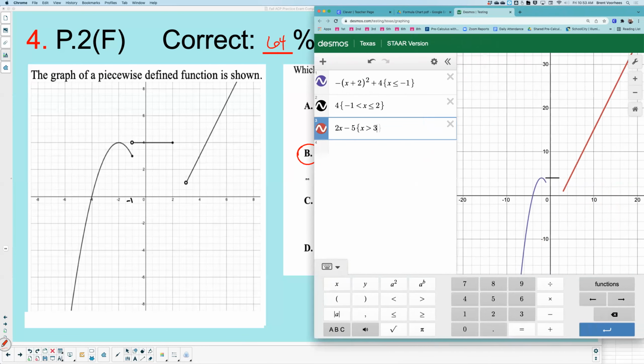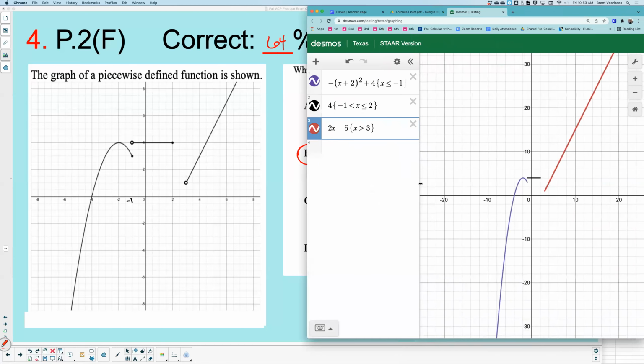So now that I have that typed in, I'm going to change this over a little bit so you can see it. You can see a closed circle on the first piece, open and closed in that order on the second piece, and the third piece has an open circle there. And so that would be your graph right there. B would be the correct choice.